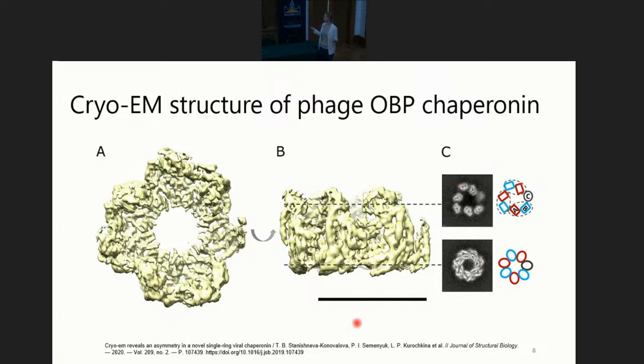So here, if we slice, this is the side view. Yes, this is the top view of the molecule. If we slice through the equatorial domains, you see the pattern typical for a single ring of GROEL, C7 symmetrical. But if you move up and make a slice through the apical domains, you see something very unusual.